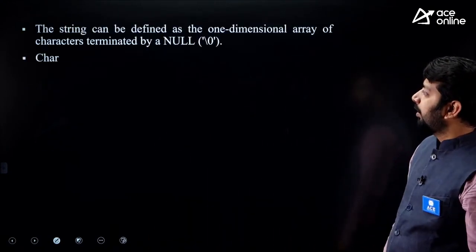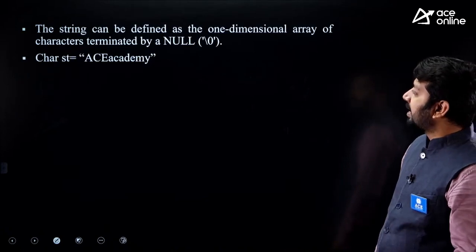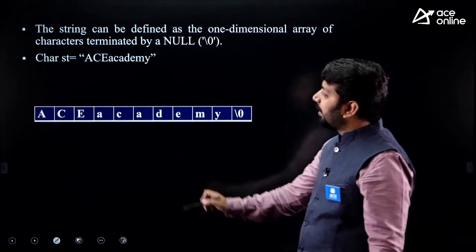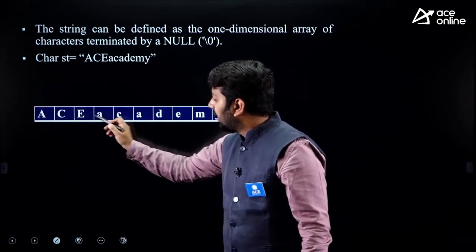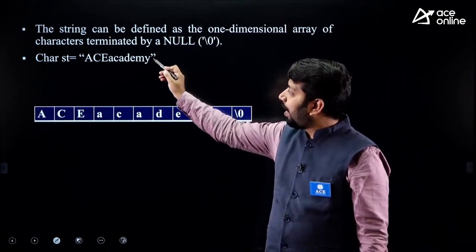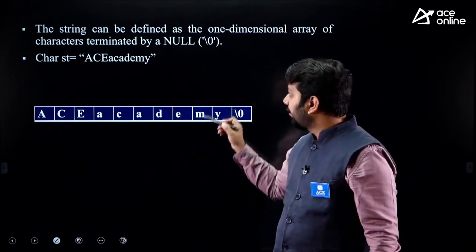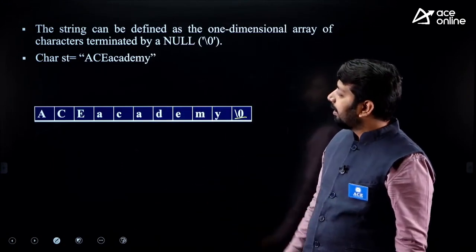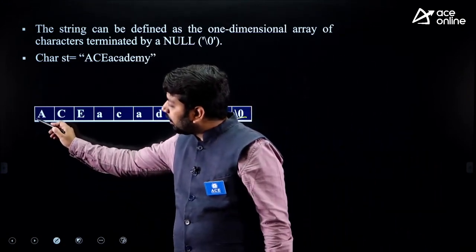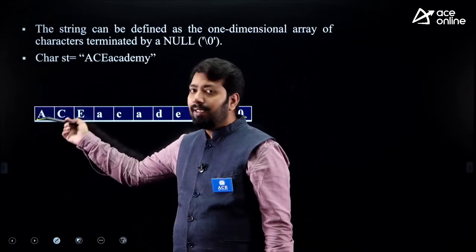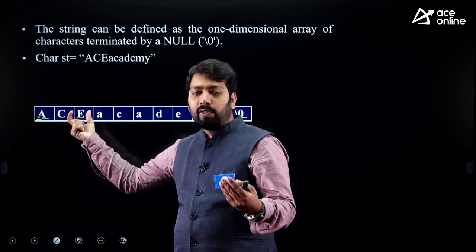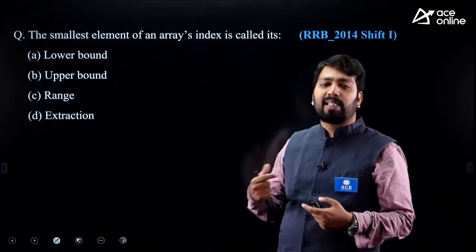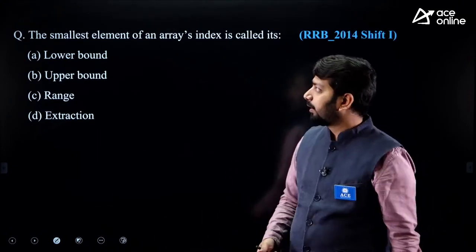Fine. So a string can be defined as a one-dimensional character array which is terminated by null. For example, if I am writing Ace Academy, it will be stored like this, even though I am not mentioning null itself, but it is in double quotes. That means it is a string. So it is terminated by null. So what is the first character of your string? It is the first character. Fine. So a string always starts from the first character of the string. It does not store the name of the string or size of the string.